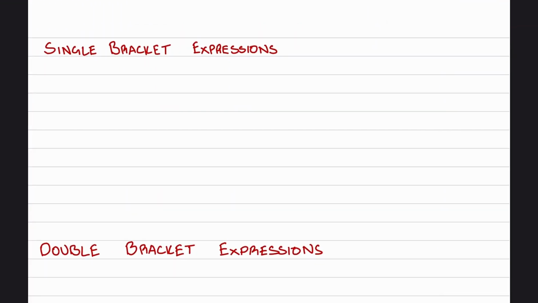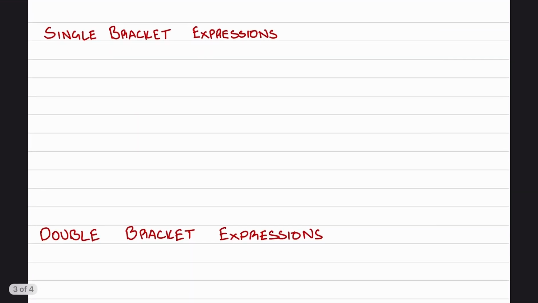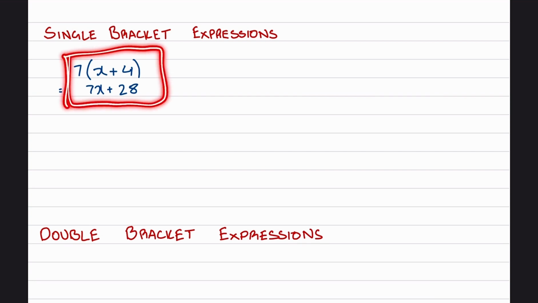Single bracket expressions are the easiest ones to expand. For example, if we have 7 into (x plus 4), what you essentially have to do is multiply 7 with x and multiply 7 by 4. So the resulting expression will be 7x plus 28, and this is as simple as it can get, so you've managed to expand it in just one step.